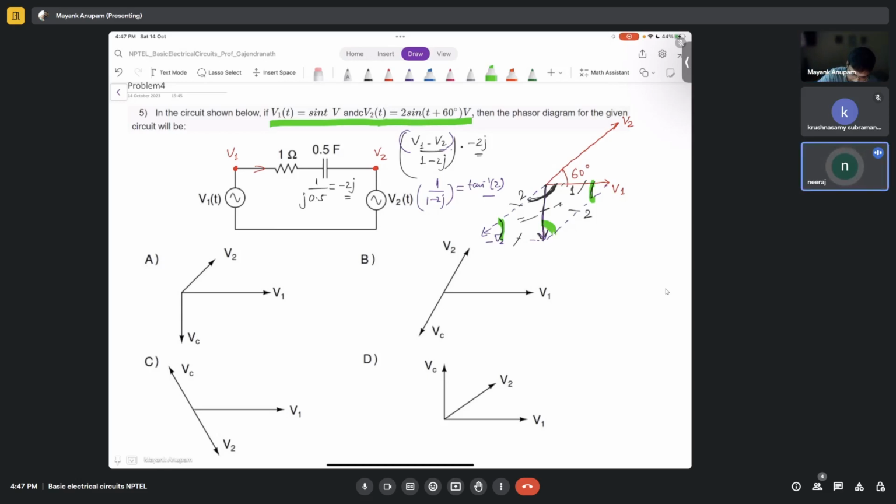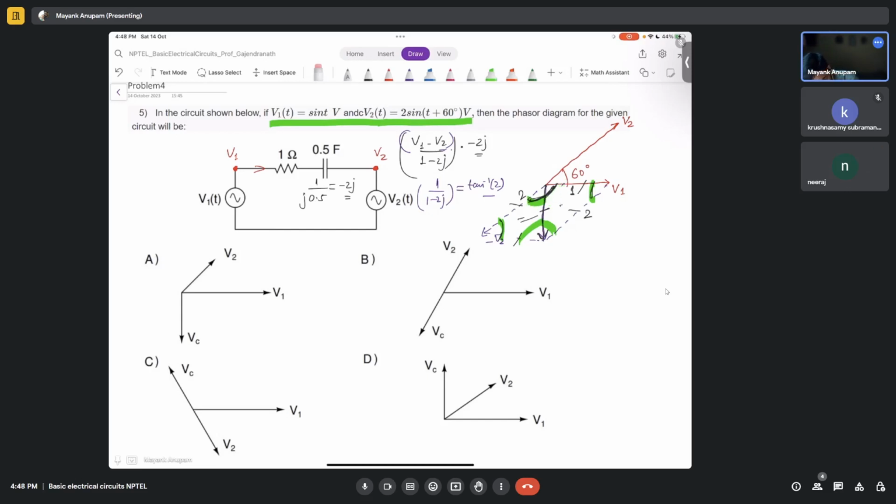Sir, the angle between the resultant and minus V2. Between the resultant and minus V2, yes. This angle is equivalent to this angle, right? Yes, sir. And this angle here is equal to this angle. Yes, sir. Correct? Right? So what will be the, so this angle is completely equal.